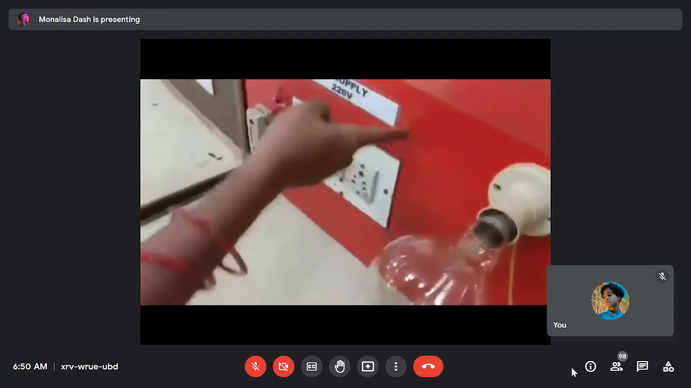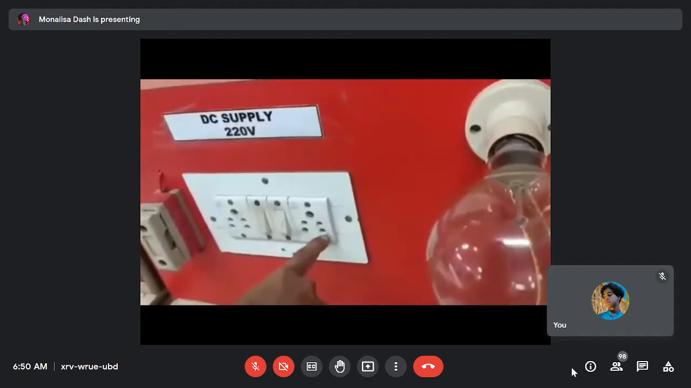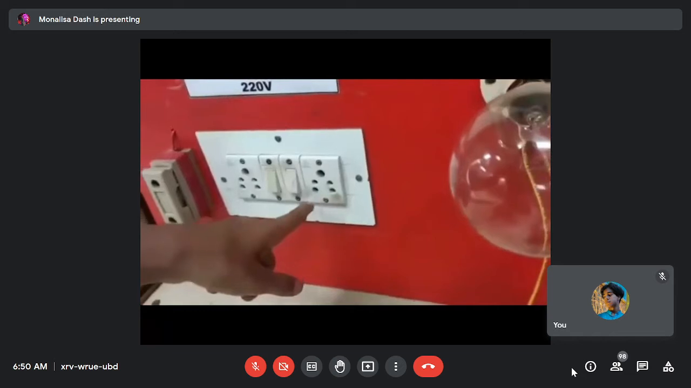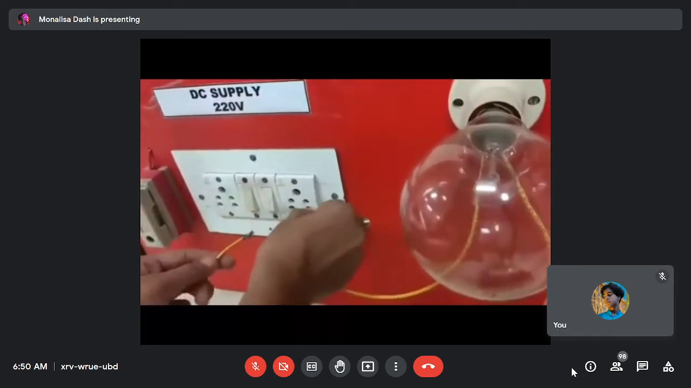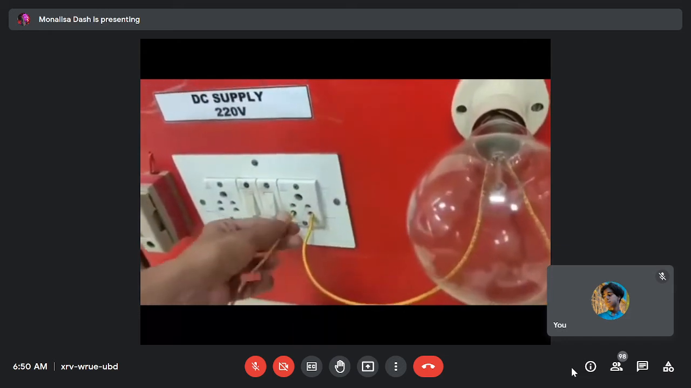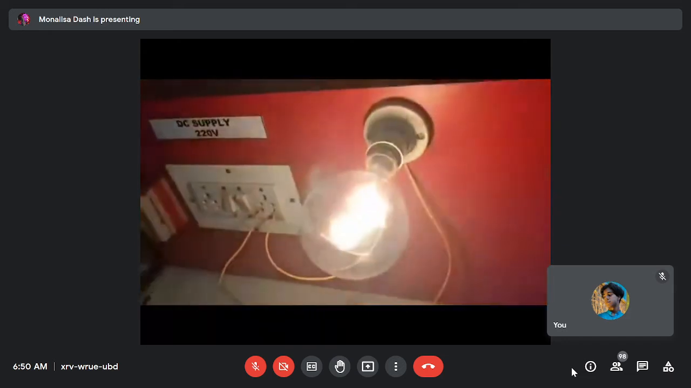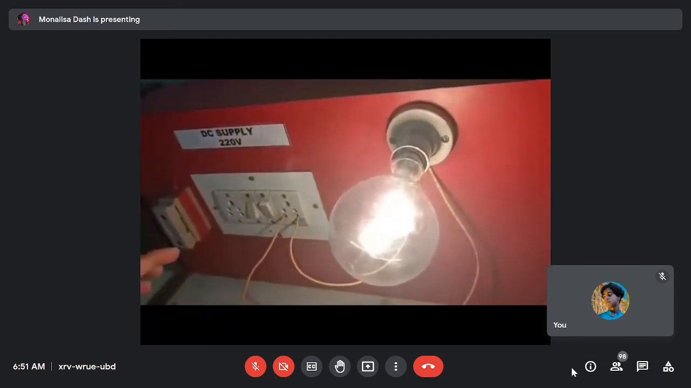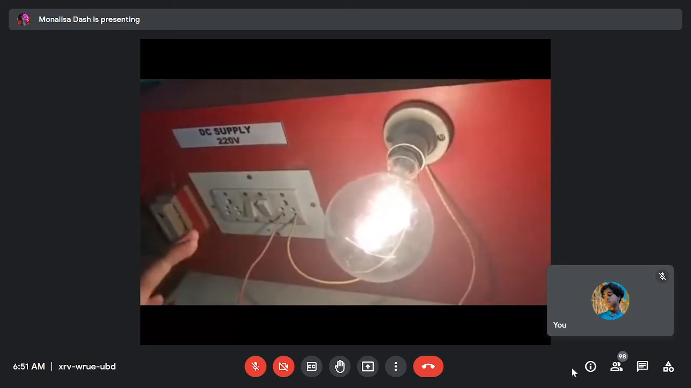This is my DC supply. In the DC supply, this is my positive terminal or live positive terminal, and this is my neutral or negative terminal. Now we connect the circuit and switch it on. Then the bulb is glowing. In that circuit, we have to measure how much current will flow.